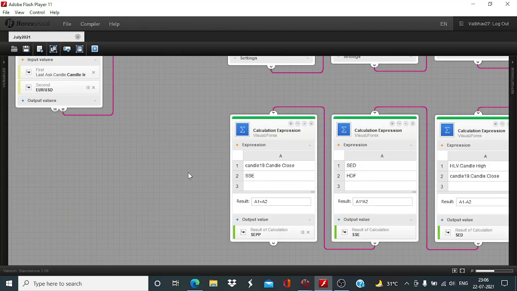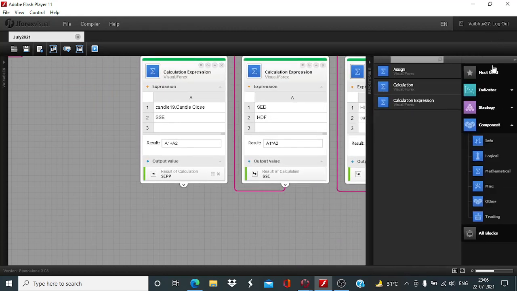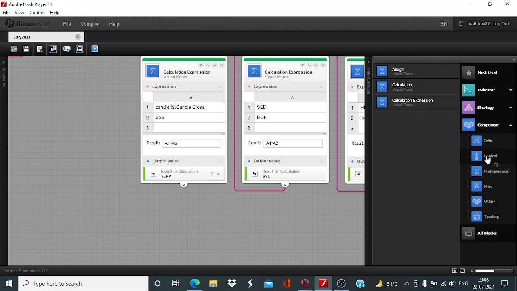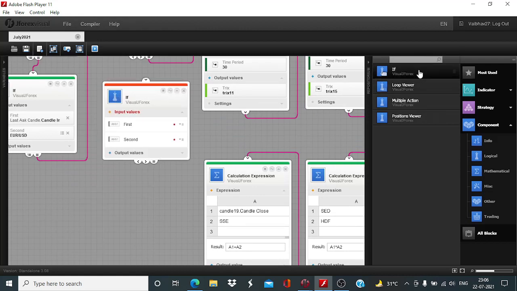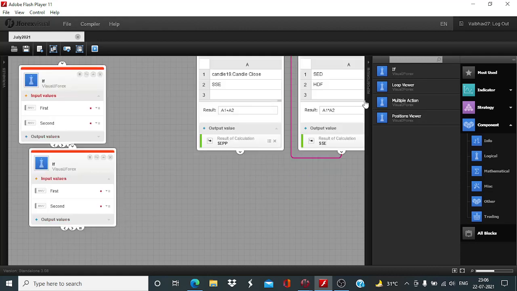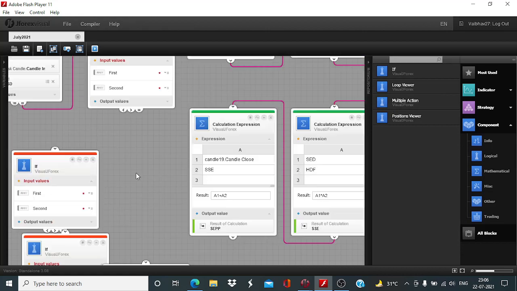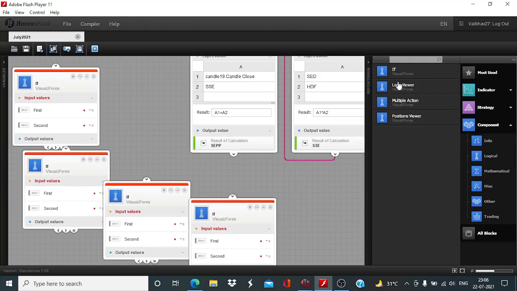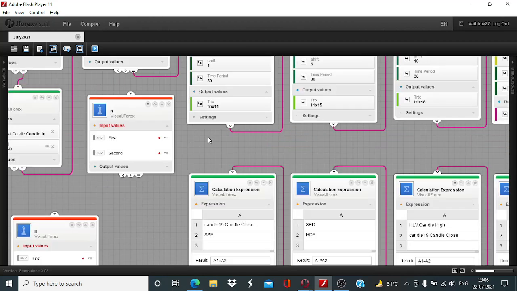Okay. So I think now we can start adding the if blocks to define the conditions, logical components, if else. I will take 6 of these. Our setup is going to be symmetric. We had used 6 blocks for defining the buy conditions. So obviously the number of if blocks needed is going to be the same this time around as well.